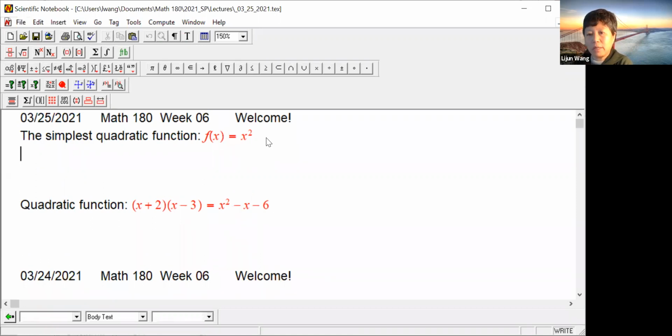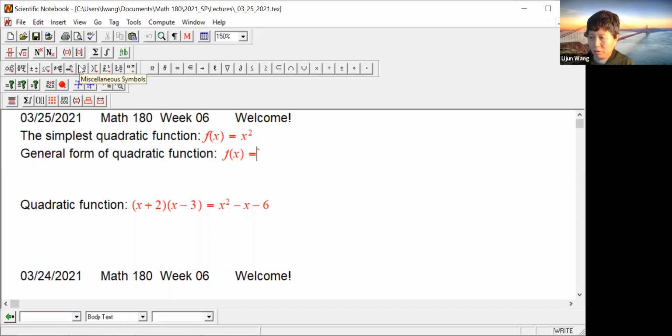We covered that, you guys have seen that before. This is the simplest form of quadratic function. And there's a general form of quadratic function: f of x equals ax squared plus bx plus c, provided a is not 0.